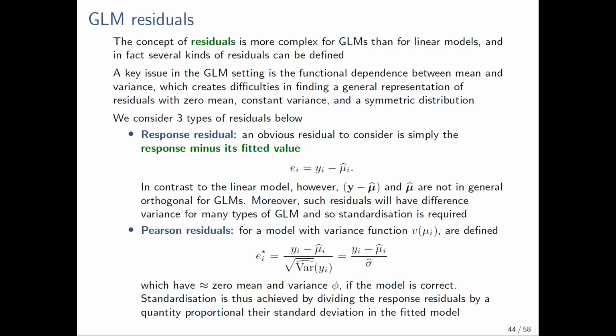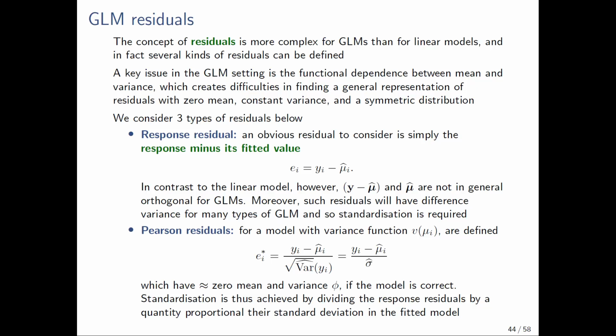First is what's called the response residual. This is the obvious one. We take the response minus its fitted value, so that is y_i minus mu hat_i. This might seem attractive as the definition of a residual, observed value minus fitted value, but in contrast to the linear model, the residuals and the fitted values are not in general orthogonal for GLMs, and this residual will have different variance for many types of GLMs, so that means that standardization is required. Looking at these things itself can be quite tricky.